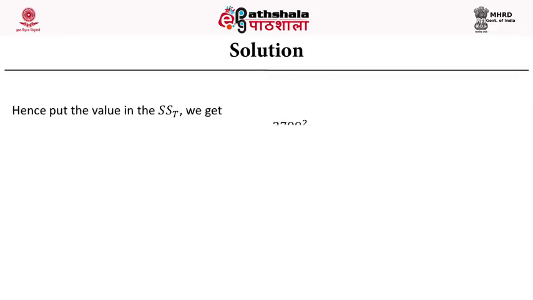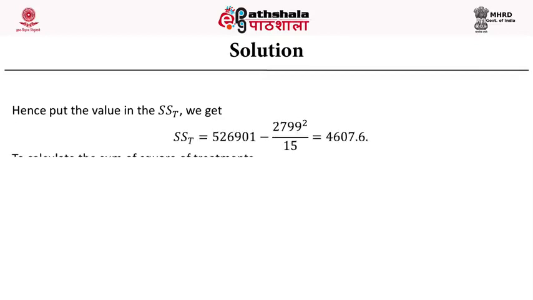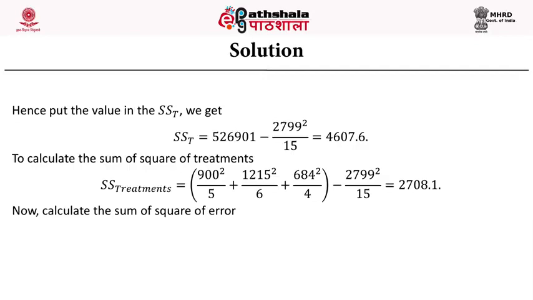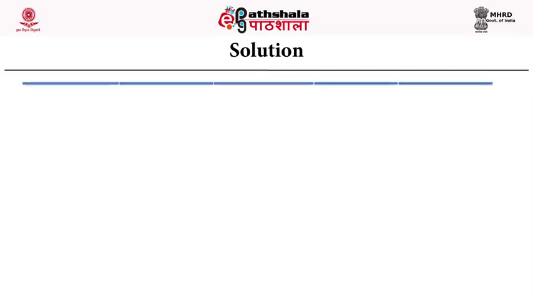4607.6. To calculate the sum of squares of treatment, we have the formula that we take the sum of scores of the Indian team against Australia, Sri Lanka and the other team, take the square of the sum and divide by the matches played by the Indian team against them. So it comes out to be 2708.1. Now calculate the sum of squares of error, which is 4607.6 minus 2708.1, and it comes out to be 1899.5.